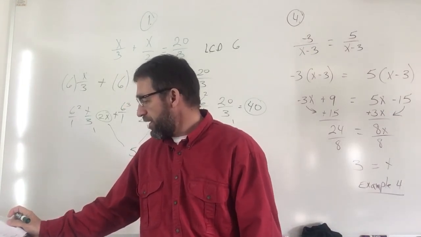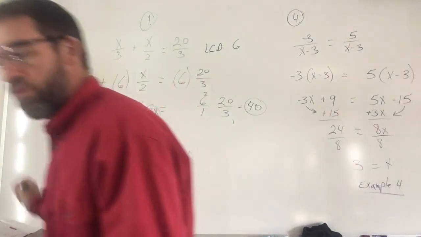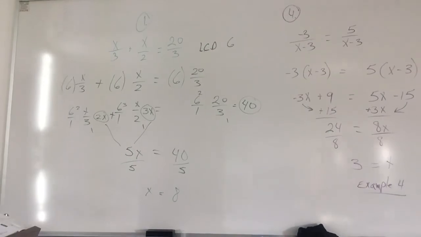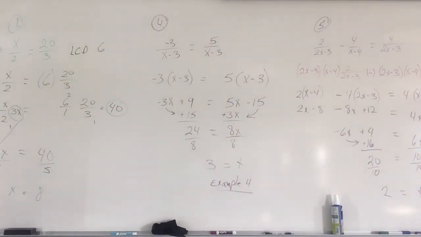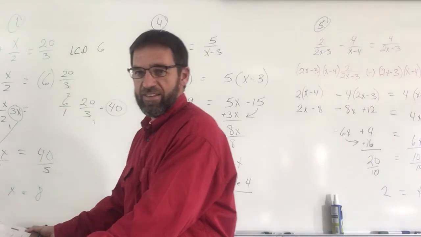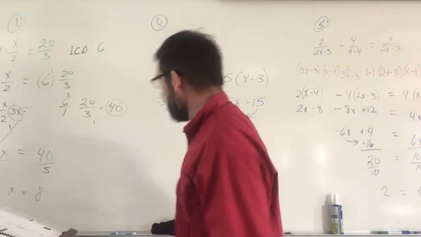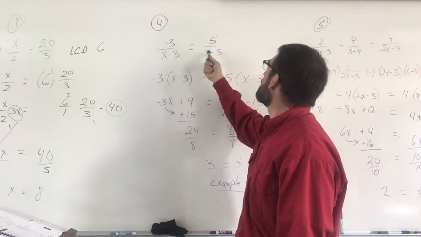And then I will go to number 4. I'll just push you over. Or I'll push the screen over. There we go. Not you. I won't push you. Number 4 looks like this right here. Negative 3/(x minus 3), 5/(x minus 3).